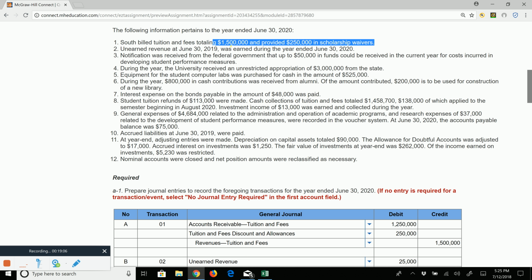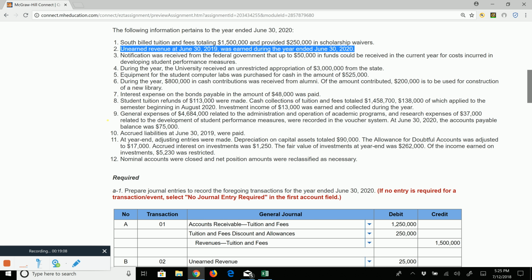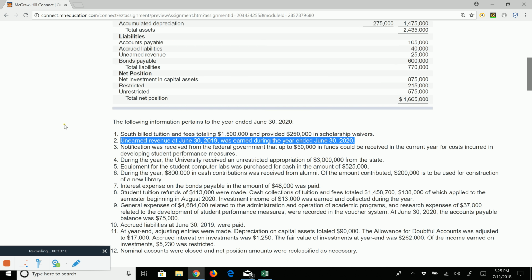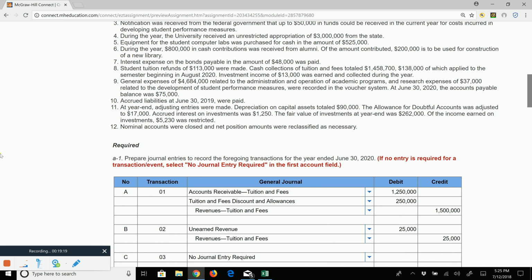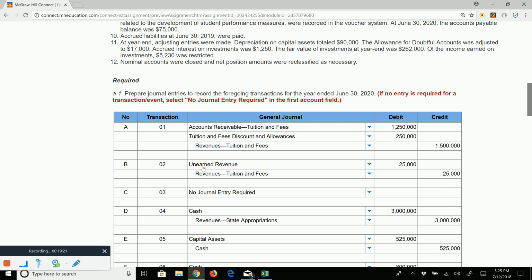Number 2, unearned revenue at the end of last year was earned during the current year. So if I come back up here, I can see I have a line item called unearned revenue, $25,000. Well, that was earned in the new year. So in the new year, I can reduce the liability with a debit, and I'm going to credit revenue.